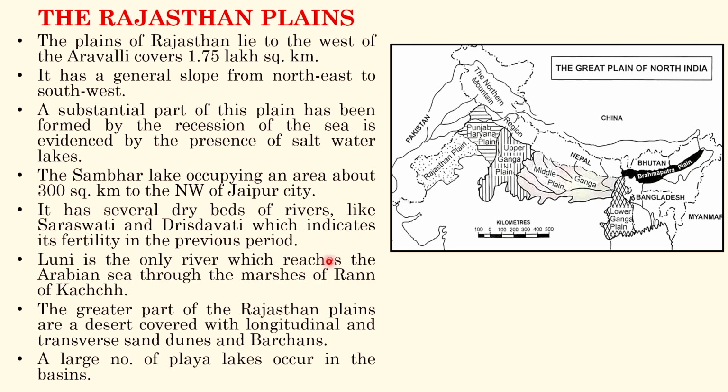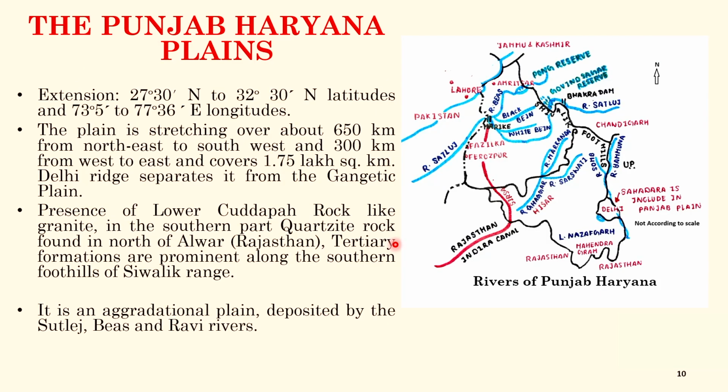Luni is the only river which reaches the Arabian Sea through the marshes of the Rann of Kutch. The greater part of the Rajasthan plains is desert, covered with longitudinal and transverse sand dunes and barchans. A large number of playa lakes occur in this basin area.